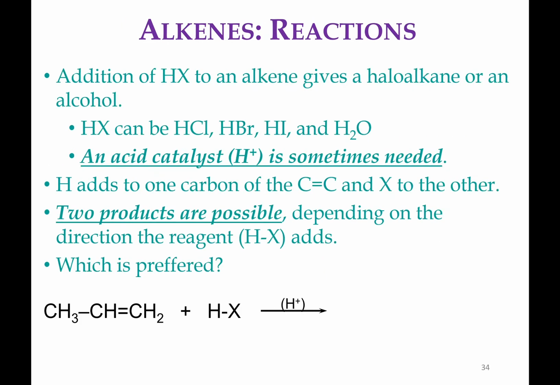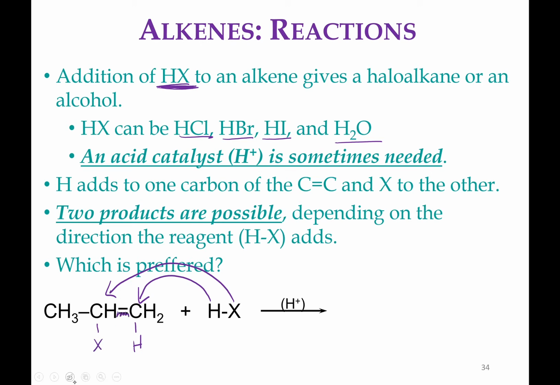Now HX, so this is our unsymmetrical addition. We have HCl, HBr, HI, H2O. Sometimes an acid catalyst is required. Generally, when one of the things that's being added is not already a strong acid, since HCl and HBr are already strong acids, we don't necessarily need to have an acid. So when HX adds across the double bond, you can get H on one side, so if we do it here, and X on the other, and again a single bond.